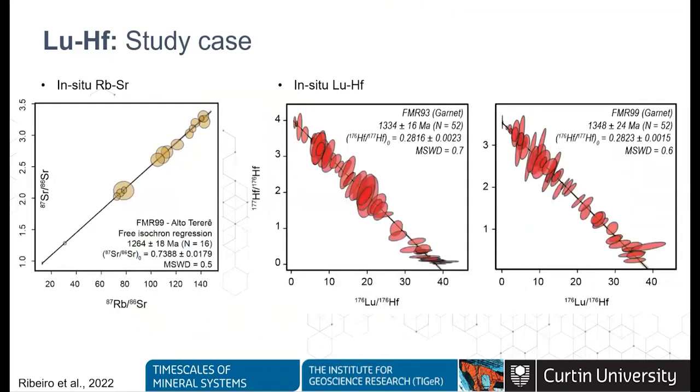So here it is, the muscovite in situ rubidium strontium yields an age of 1264 plus minus 18 million years. And the garnets yield ages of 1334 plus minus 16 and 1348 plus minus 24.